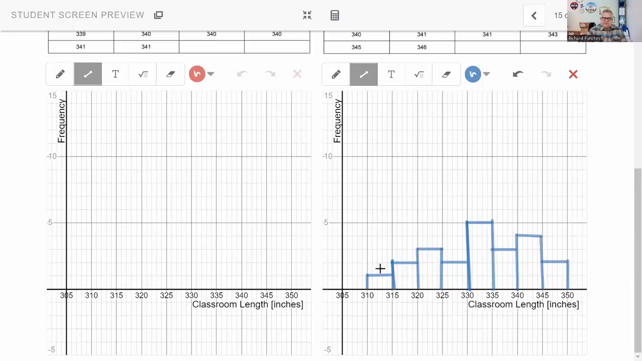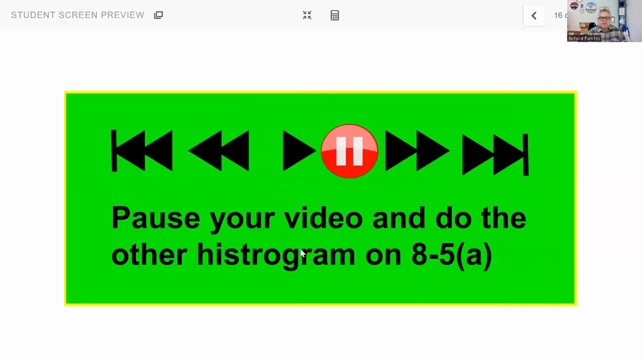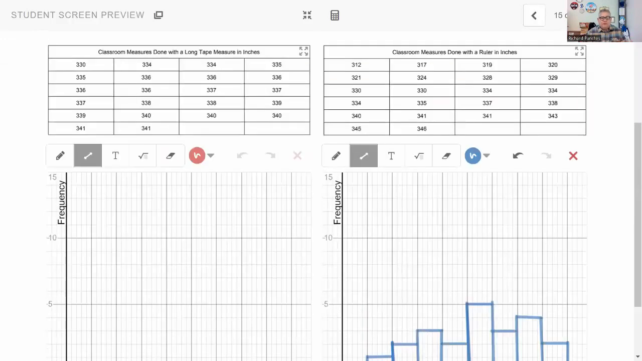And as you can see, this histogram is basically symmetric. You have an up and a down, and it has one peak right here. It's kind of spread out pretty far, though. Your job is to pause the video and do the other histogram on 8.5. So I need you to go back here and do this histogram.